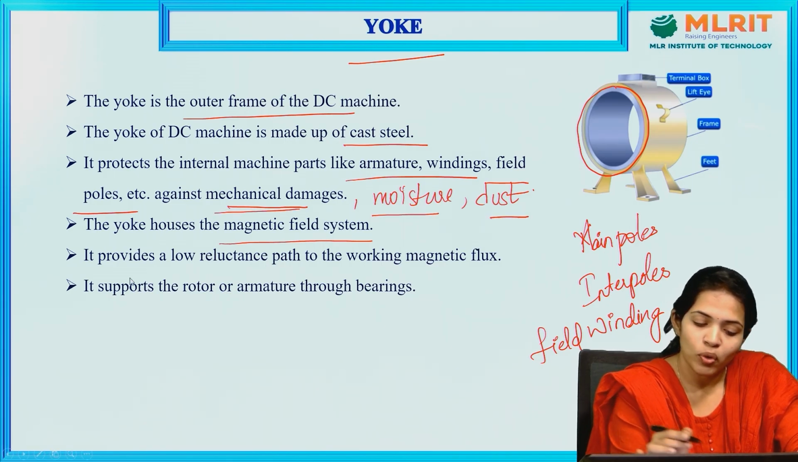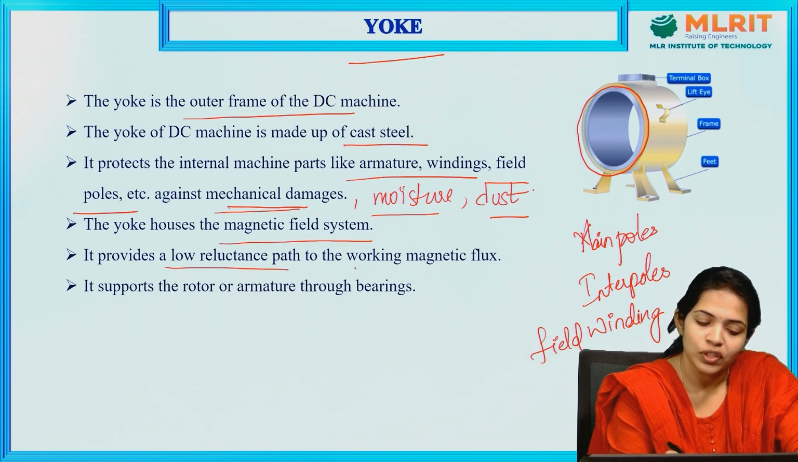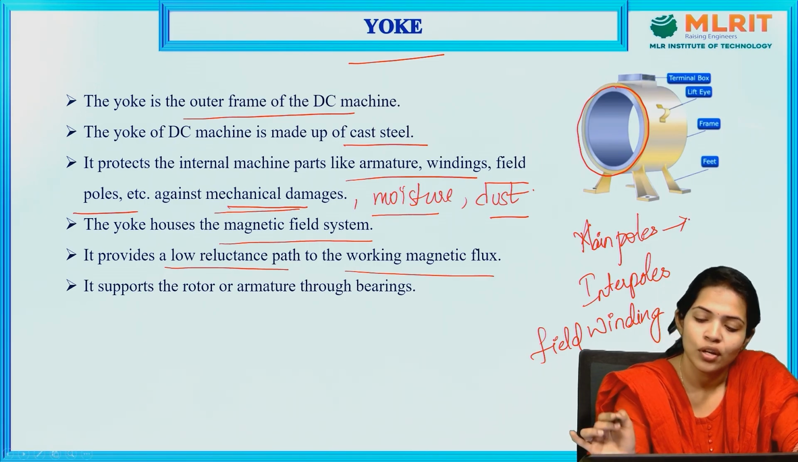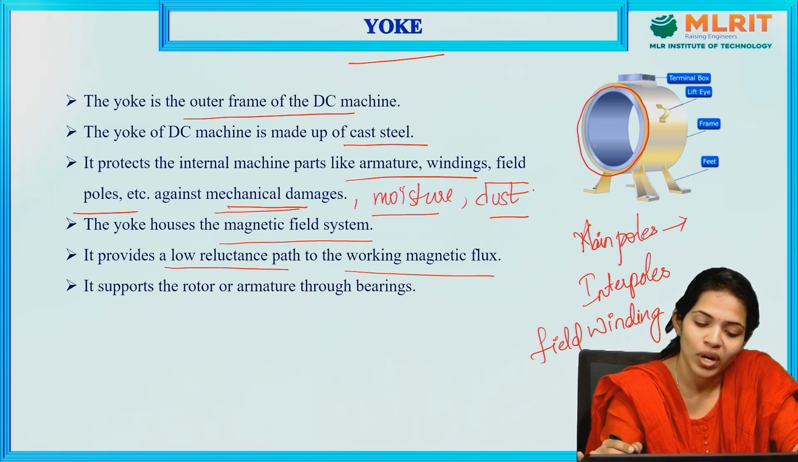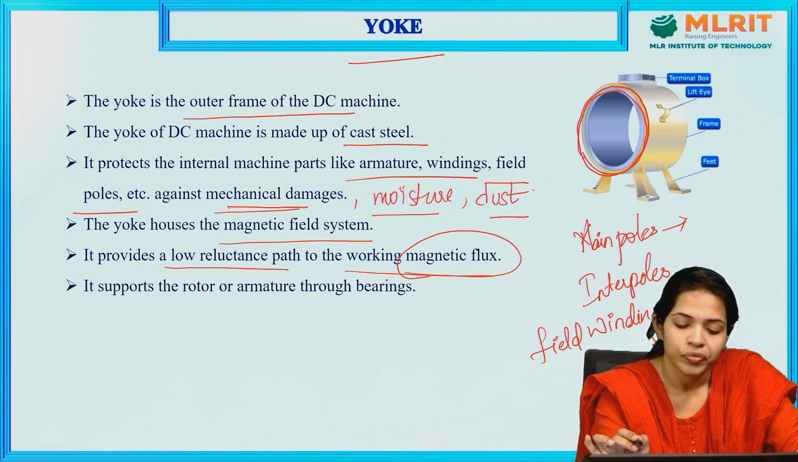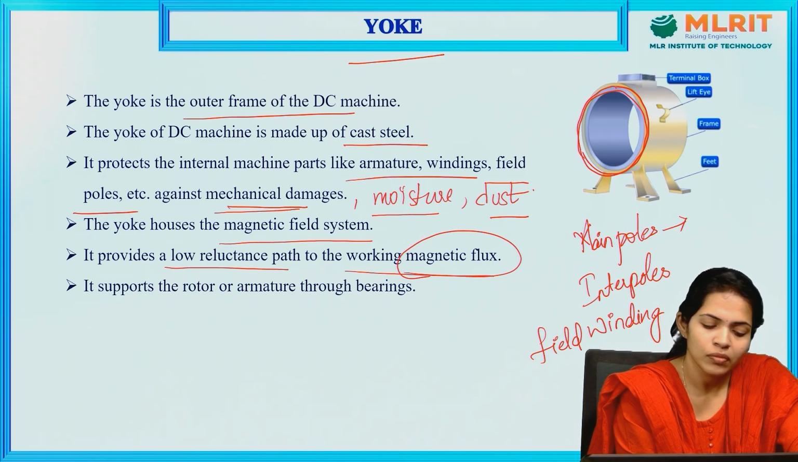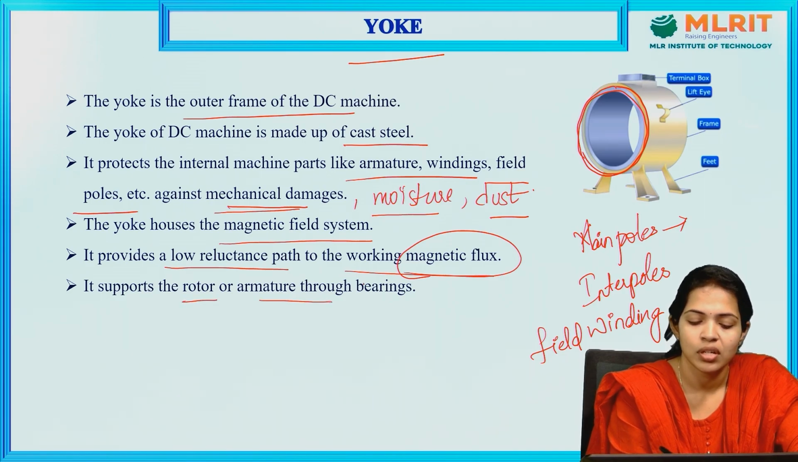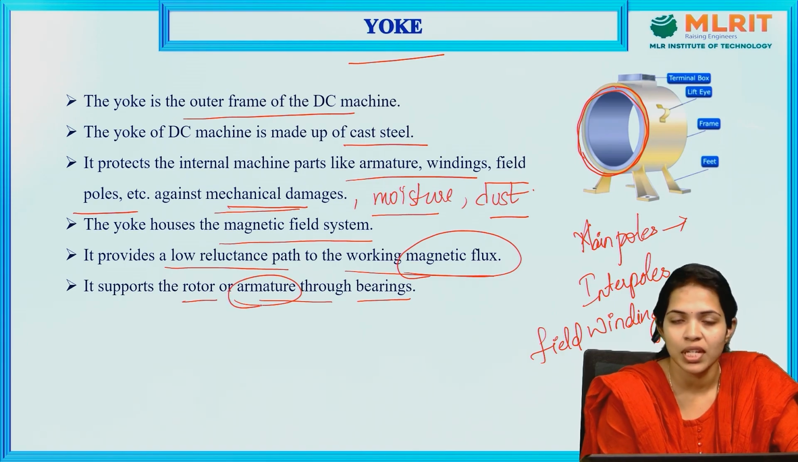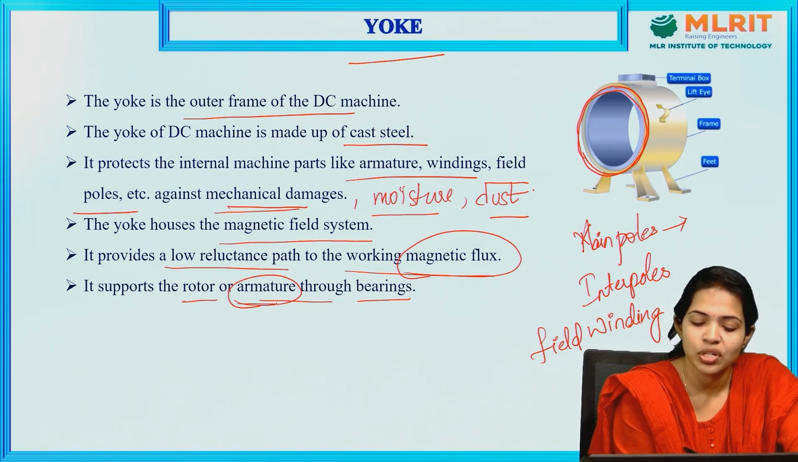And this yoke provides a low reluctance path for the working magnetic flux. The magnetic flux will be generated by the magnetic poles when the field winding is excited through the external supply. So the yoke provides a low reluctance path so that the working magnetic flux in the DC machine moves throughout the frame without causing any losses. It supports the rotor armature through bearings. Rotor armature is nothing but the rotating part of the DC machine.